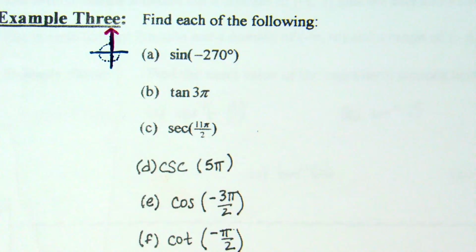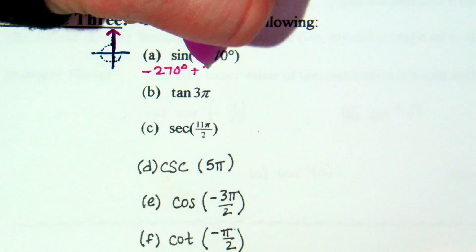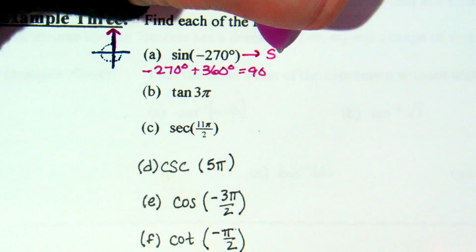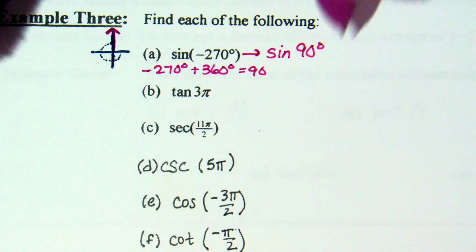90. If you're not a visual person and you'd rather add and subtract, what do you do with negative 270? You take negative 270 and add 360. And so if I do negative 270 and I add 360, guess what? I am at 90. So when we say the sine of negative 270, it's the sine of 90 degrees.